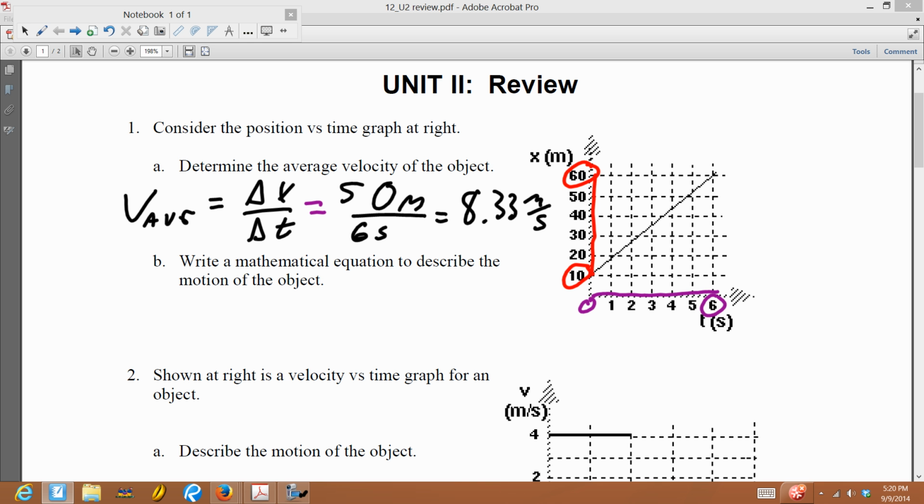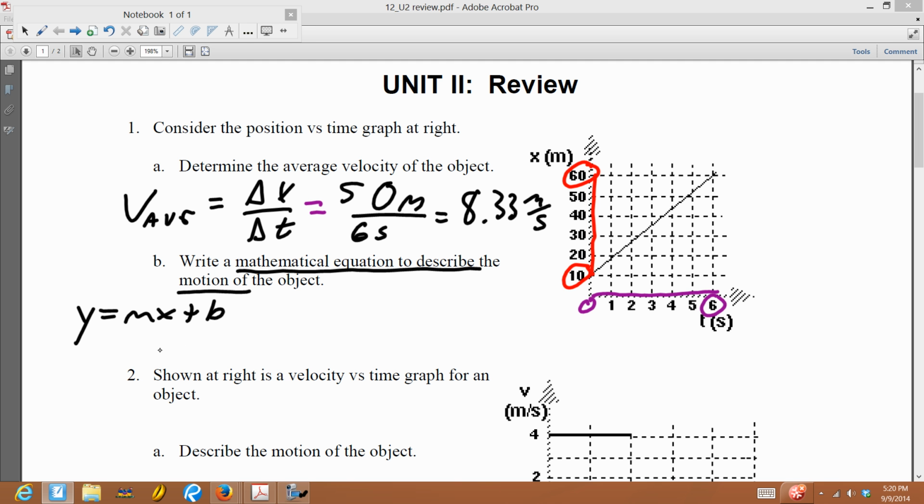Now it wants to write a mathematical equation to describe the motion of the object. And this is a very important phrase right here. And that phrase will definitely occur once or more than once in the test. And all it wants us to do is write y equals mx plus b for the line on the graph. And we've done this before in class for the lab.